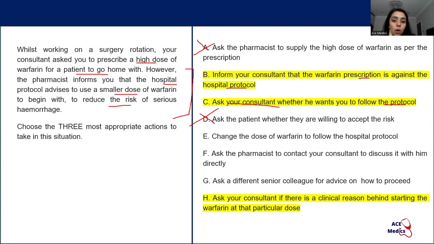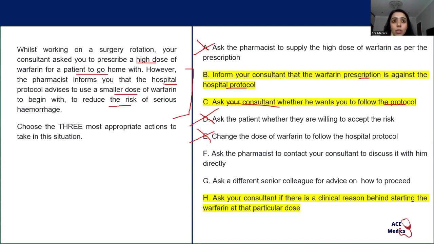So it's not up to the patient to make this decision. You are the clinician, and you cannot confuse them in this manner. Okay, now option E, so you're not going to do anything drastic. You're not going to straight away change the dose of warfarin to follow the hospital protocol, because as I explained, the consultant did say that they wanted a high dose one.